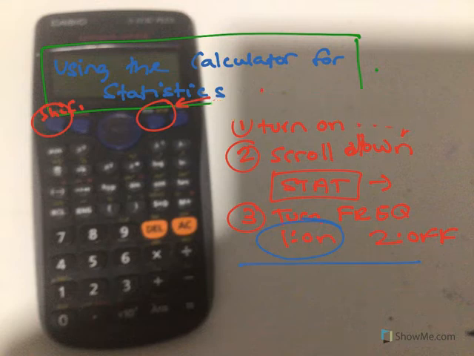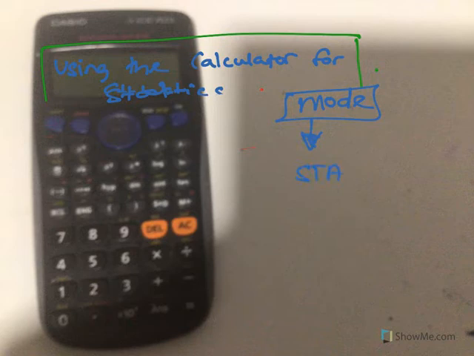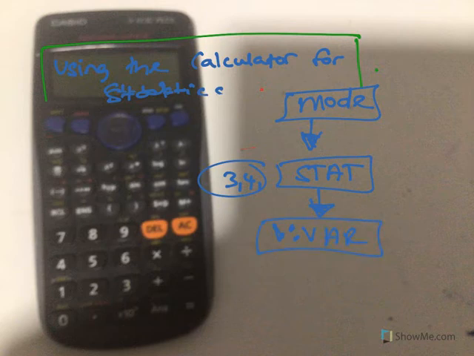Once you've turned your frequency column on, your next step is to enter your data. To enter your data, you just have to go straight to mode, not shift mode, straight to mode. And when you press mode, once again your stat will come up. Look at what button it is. It could be 3, 4 maybe, depends on which calculator you've got. And then you go to 1, and this is pretty much the same on all the calculators, 1 variable, and you'll get this. Then you enter your data.